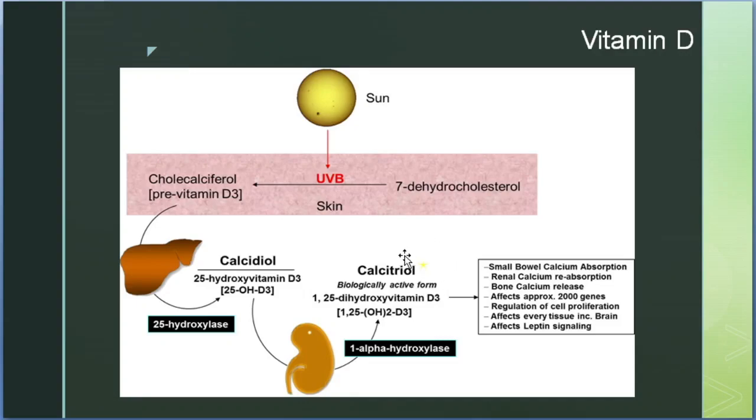So anong effect ng ating calcitriol sa ating katawan? First, small bowel or small intestine calcium absorption, which is the main net effect of your vitamin D3. There could also be renal calcium reabsorption, bone calcium release. It also affects approximately 2,000 genes, regulation of your cell proliferation, and affects every tissue, including your brain. It also affects your leptin signaling.